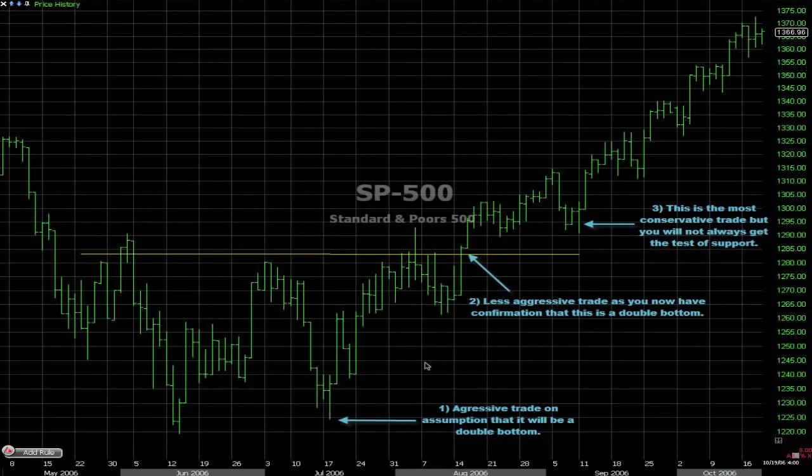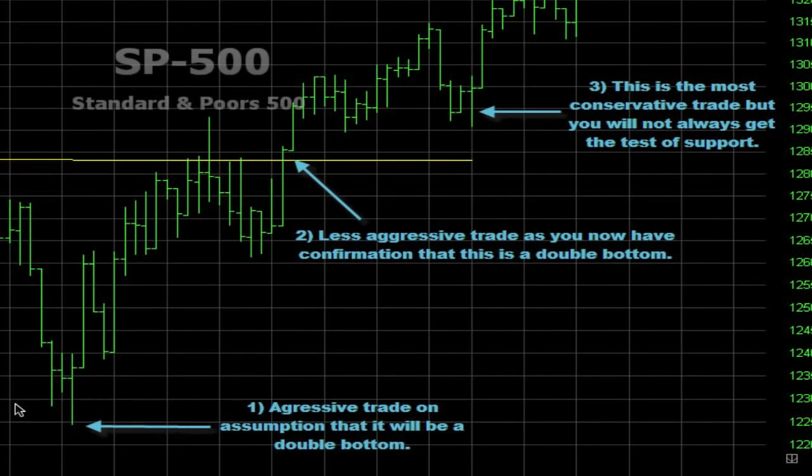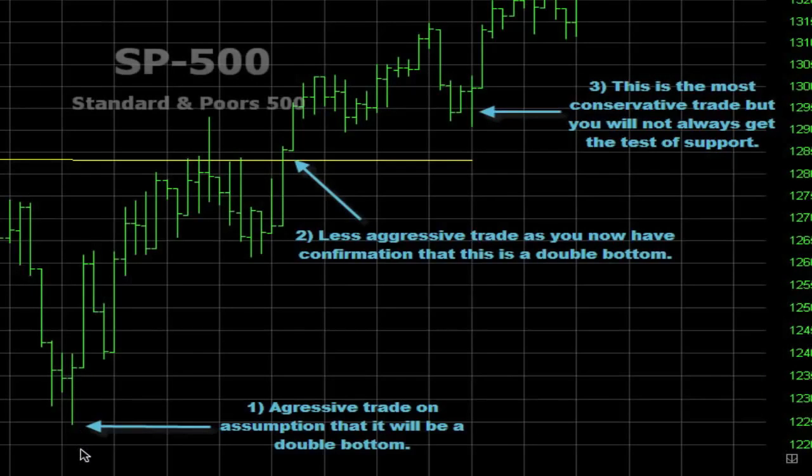Here's how you trade the double bottom. There are three different places for you to go long. The first one is an aggressive trade because you assume it will be a double bottom down here. It has a good risk to reward but a low hit rate because it will often continue down and not turn into a double bottom. And the confirmation of the double bottom at first happens here. That's why you've got your second opportunity, a close above the neckline, which confirms the double bottom.